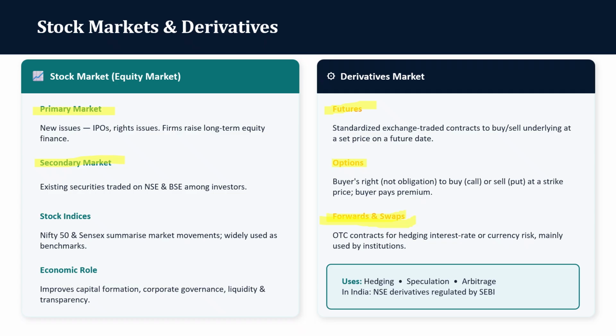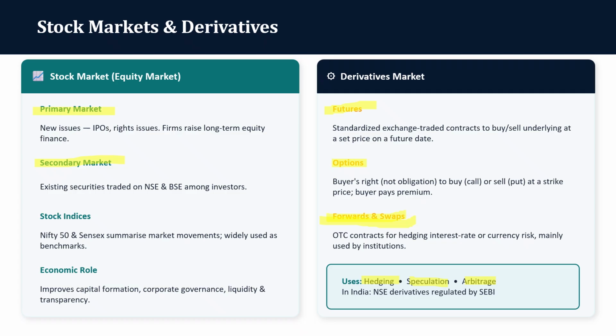Forwards and swaps are usually over-the-counter contracts negotiated directly between the parties. They are used primarily by institutions to hedge interest risk or currency risks. So basically, these three derivatives, futures, options, or forwards and swaps, are used for three main purposes. Number one is hedging, number two is speculation, and number three is arbitrage. Hedging is basically reducing or eliminating the risk of adverse price movement.